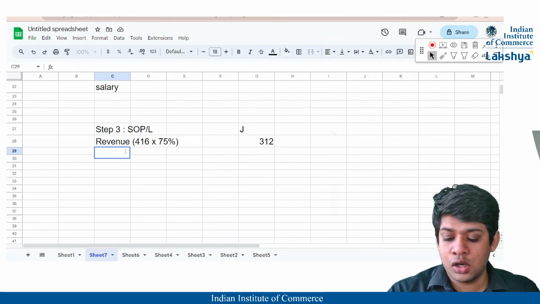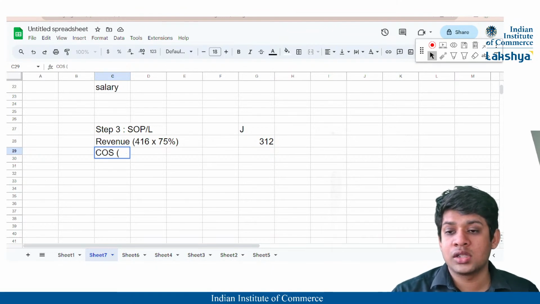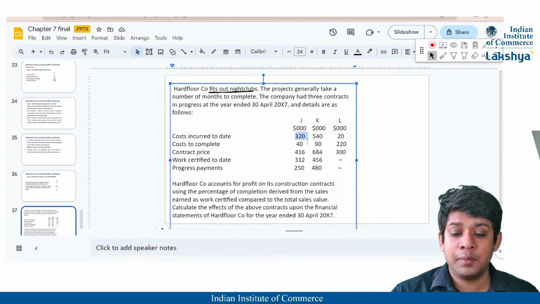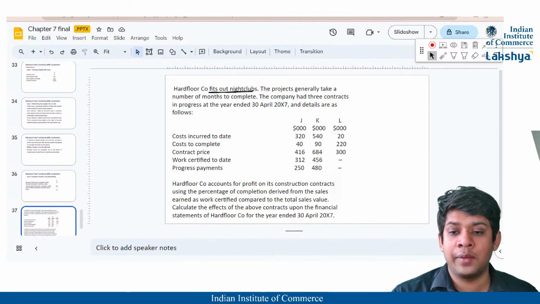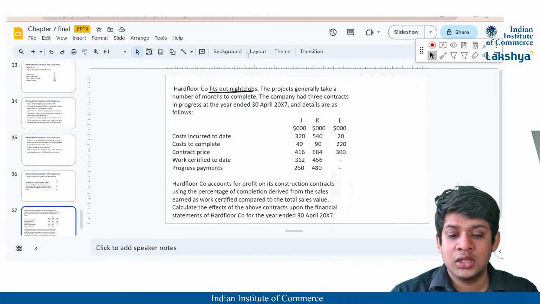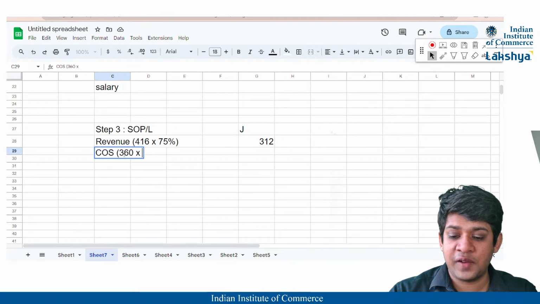Now, from this, the cost of sales will be there. So, whatever is the total cost, that is the cost incurred to date, which is 320, plus the estimated cost to complete, 40. So, this will be the total cost that we would incur for the completion of the project. That is how much? 320 and 40. So, 320 plus 40, that is technically 360 into 75%.